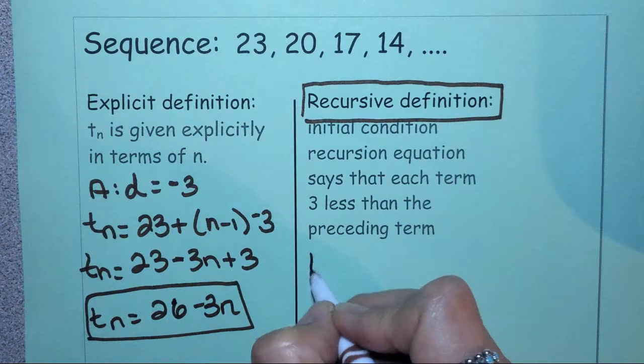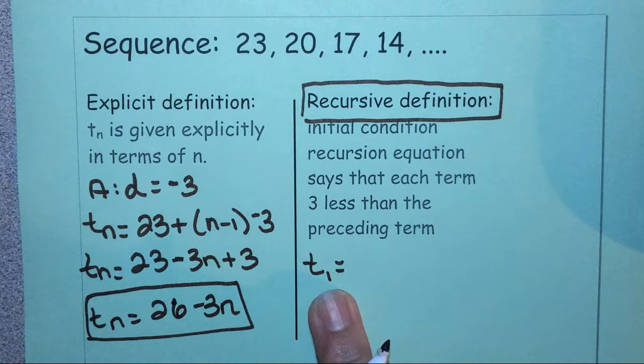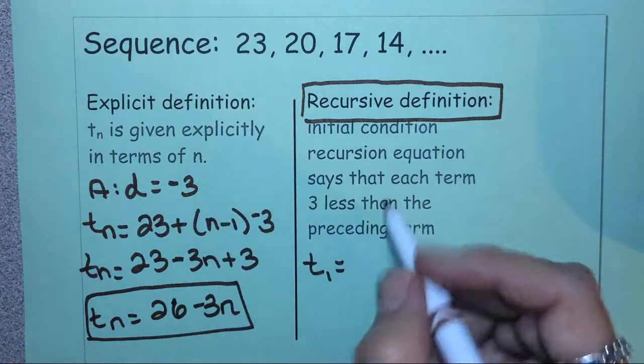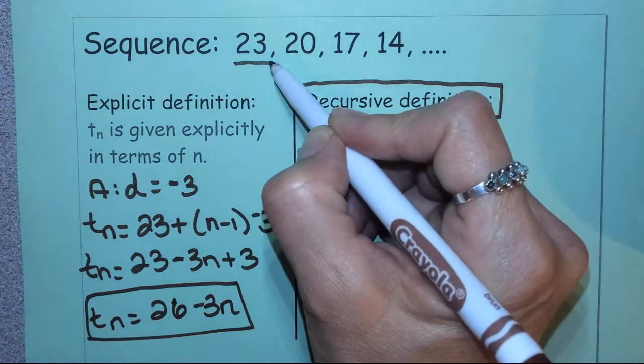So again, the first thing we have to write is our initial condition, meaning what is the first term? The first term in this sequence is 23. So you have to write that down. Then you're going to write down what any term would be. In order to do that, we have to do it using the term that's previous. So I'm going to start with 23.